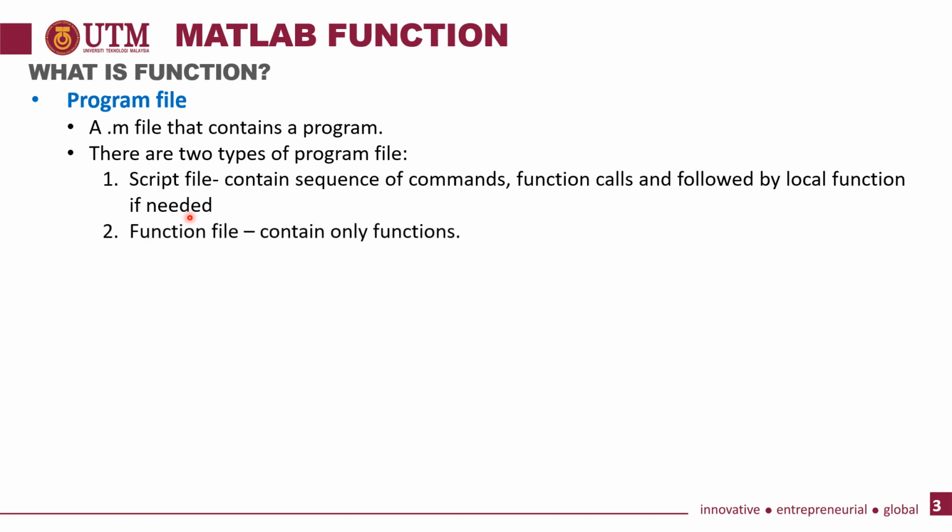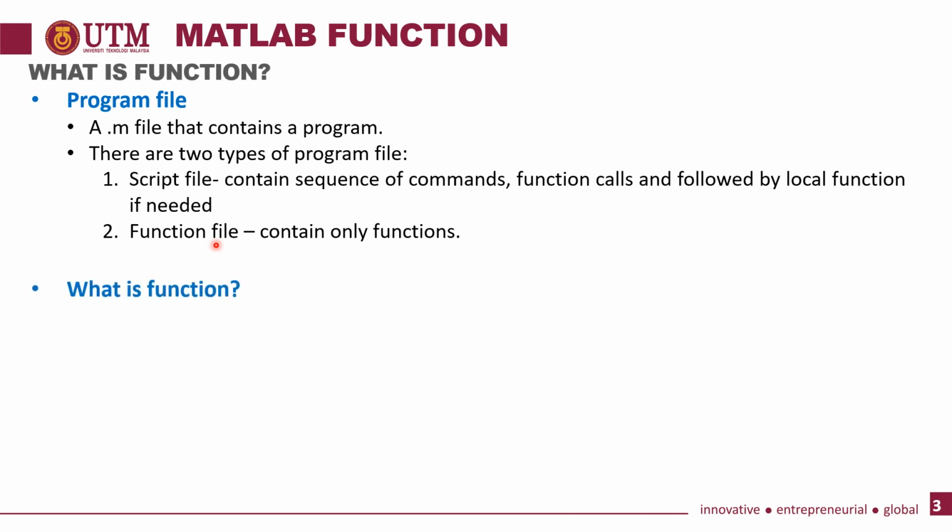And the second type of program file, we call a function file. In a function file, it can only contain functions. It cannot contain any other things. Alright, it cannot contain a sequence of commands. Okay, actually it can contain a sequence of commands, but the base of the function file is a function. It must start with the function and it must end with the output.